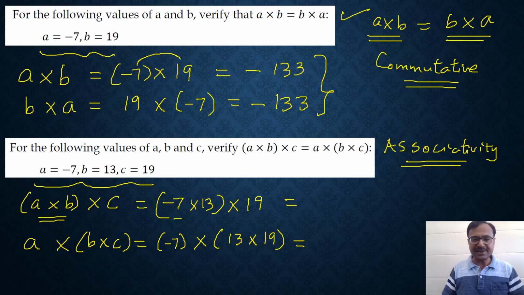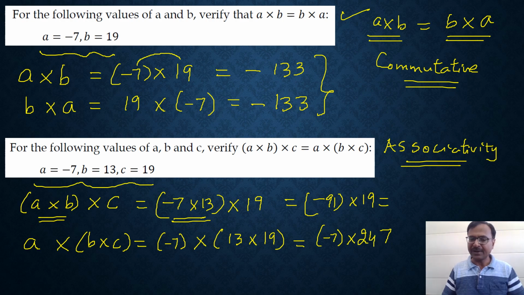So what is negative 7 times 13? 13 sevens are 91, right? So minus 91, and then we have to times that by 19, and in this case minus 7 times, now you have the product of 13 and 19. So this is 7 and then 24, 247, right?